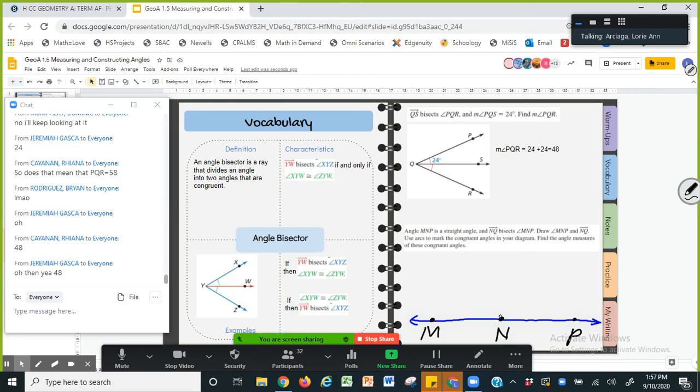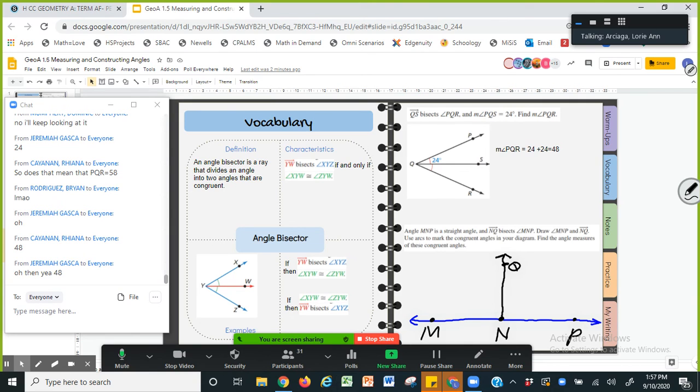And then NQ. So NQ, I start at N, and it has to be a bisector. So if it's a straight angle, a bisector must split it into 2 equal parts. Okay, so this is Q. All right. Now draw M and P. We did that already. And draw NQ as well. And use arcs to mark the congruent angles in your diagram.